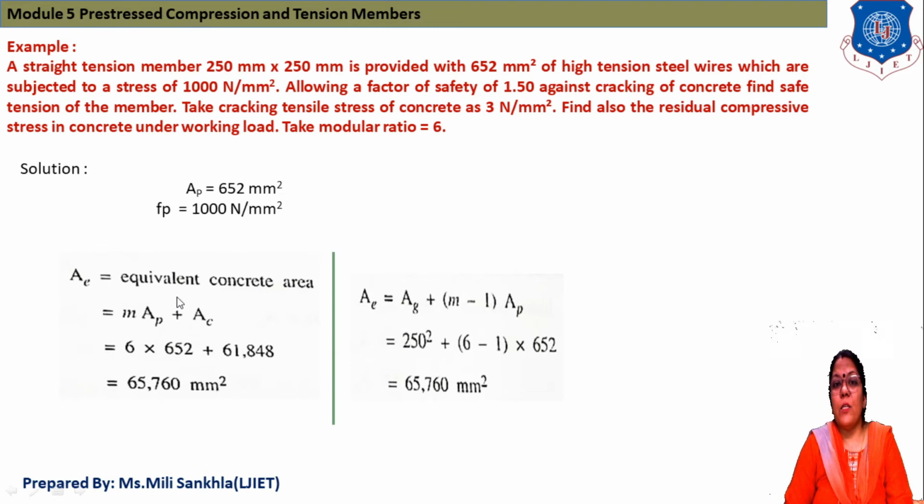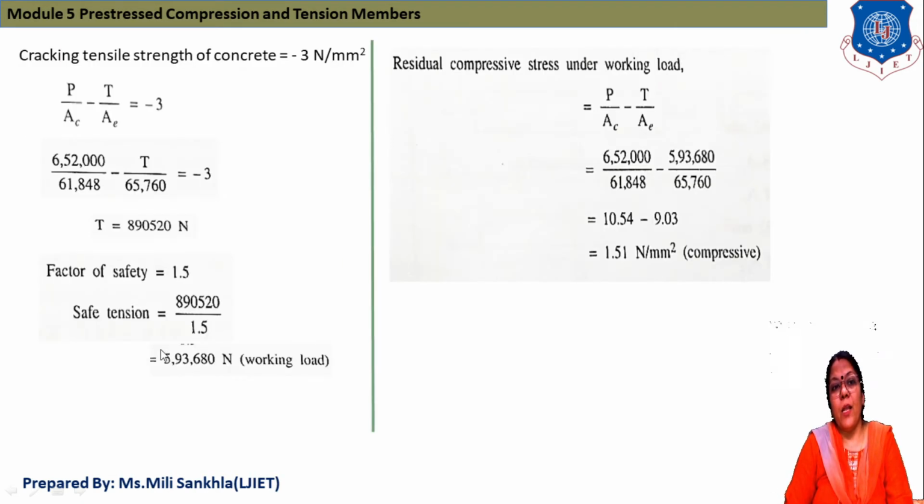Equivalent area is equal to m AP plus AC, or we can write it this way also, AG plus (m minus 1) AP. m is equal to 6, AP is equal to 652, plus AC is equal to 61,848. After solving this we get 65,760 mm square. This is our equivalent area of concrete. Now next we find the cracking tensile strength.